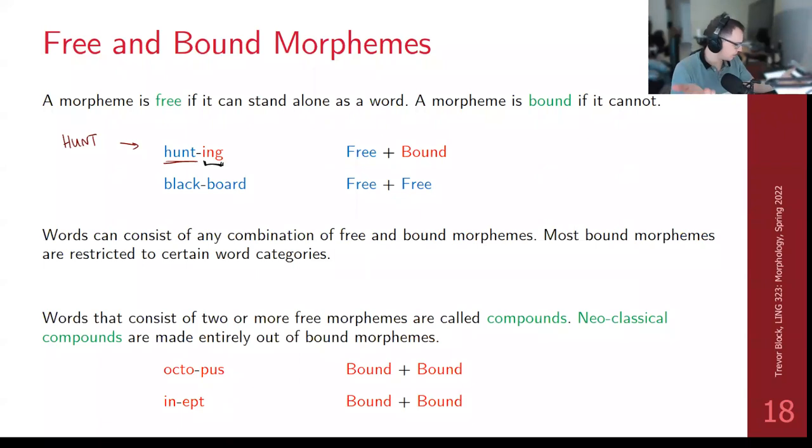But when we think about the behavior of this ing suffix, and we ask ourselves, can it do what hunt does? Can it stand on its own as a free word? We find that, well, if we just write ing, it might have meaning on its own, but it's certainly not able to stand alone as an English word. So there is a difference in how the morpheme hunt behaves and how the morpheme ing behaves. One can stand alone as a word, the other one can't. So we classify this distinction as free versus bound. If it can stand on its own, it is a free morpheme. If it cannot stand on its own, it is called a bound morpheme.